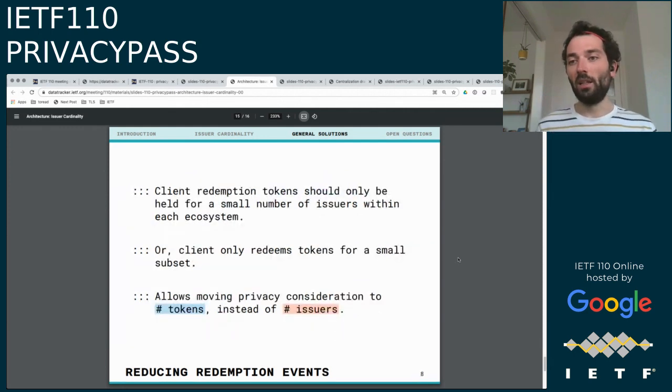The idea would be that a client at any one time can only redeem a number of tokens for a profile, which is quite limited in the number of issuers that it refers to. But the wider ecosystem has many issuers, as many issuers as you want. But the privacy requirement is moved to the set of tokens that a client holds and the issuers that it infers from that set of tokens, rather than the total number of issuers in the ecosystem.